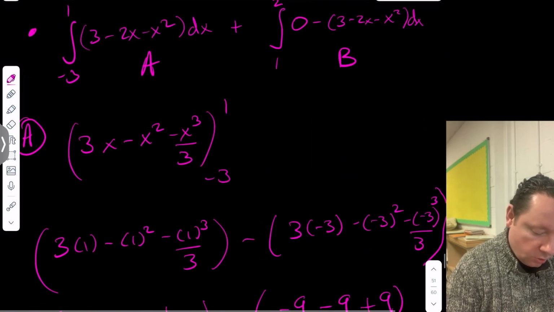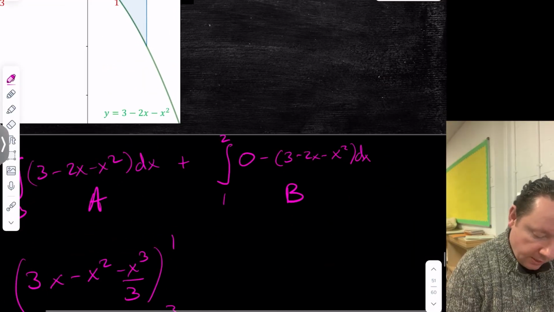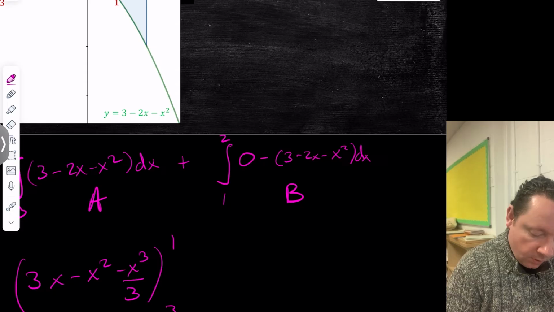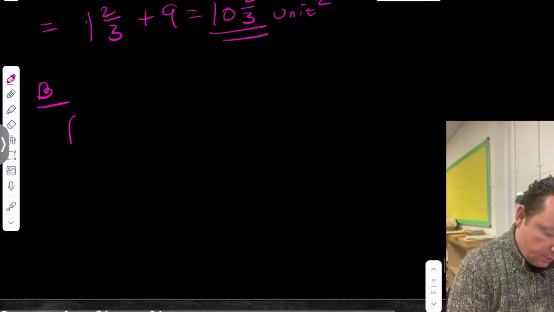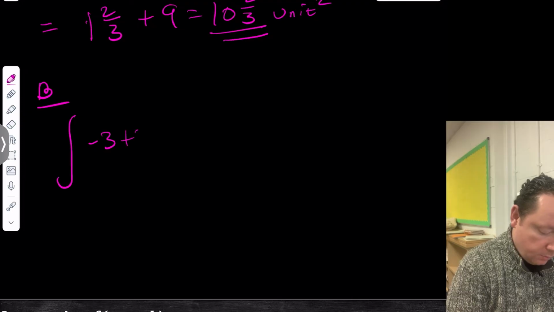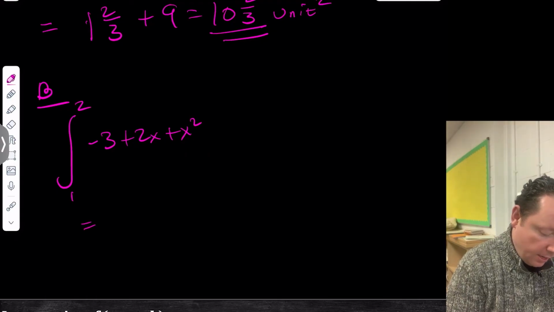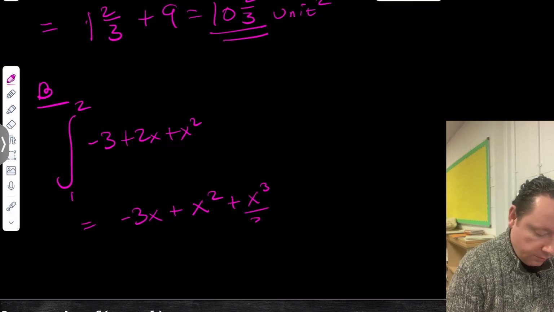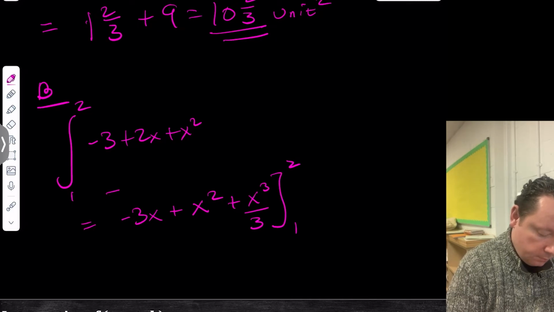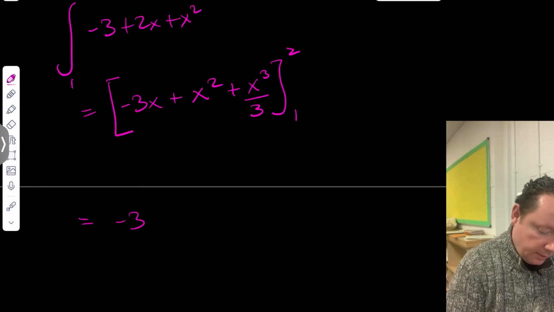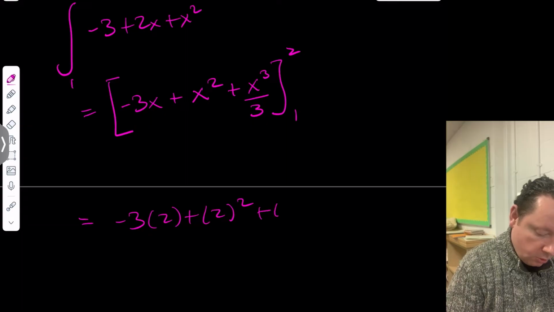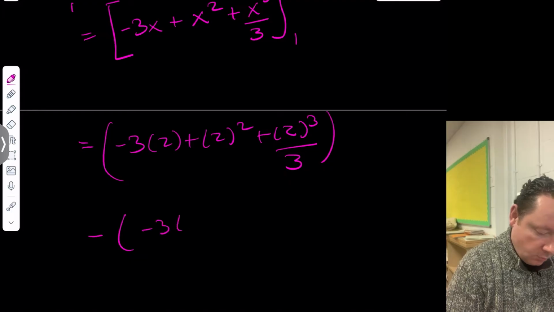So then our second integral, let's just call it B. So there's B up there. So it's minus 3 plus 2x plus x squared. When you work it out, minus 3 plus 2x plus x squared, and that's between 1 and 2. So we integrate that to get minus 3x plus x squared plus x cubed over 3 between 1 and 2. That gives me minus 3 times 2 plus 2 squared plus 2 cubed over 3. First bracket, take away minus 3 times 1 plus 1 squared plus 1 cubed over 3.